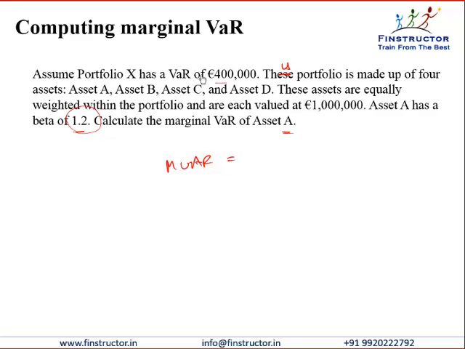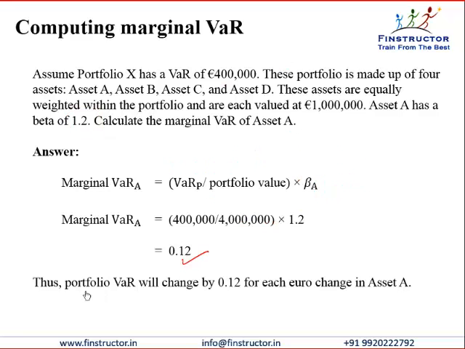That will simply be the VAR of the total portfolio, that is 0.4 million divided by the value of the portfolio, that is 4 million, multiplied by the beta, which is given to be 1.2. So the marginal VAR of asset A comes out to be $0.12 million. So the portfolio VAR will change by 0.12 units. My apologies, not $1 million, it's 0.12 units for every €1 change in asset A. So €1 increase in the investment will increase the VAR by 0.12 units.